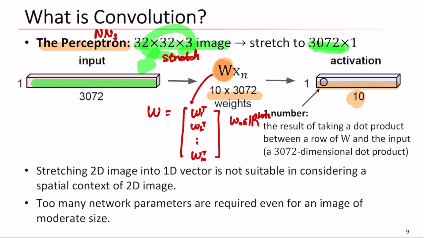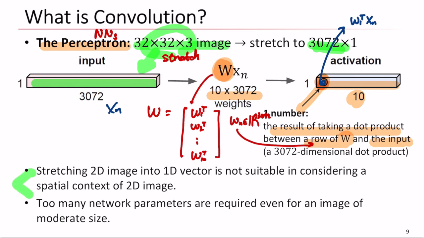It has two kinds of problems. So first of all, each one number is the result of taking a dot product between a row of W, in this case W1, W2, up to Wn, and the input vector, let's say of dimension 3072. I mean, if we suppose that this is xn, then this one number is going to be W1 transpose times xn, like this. It has two kinds of problems.